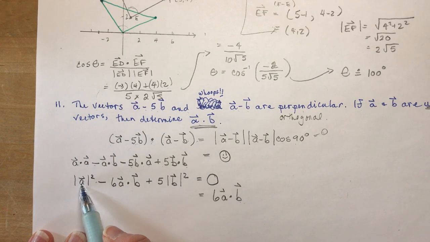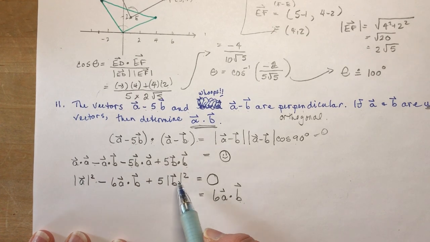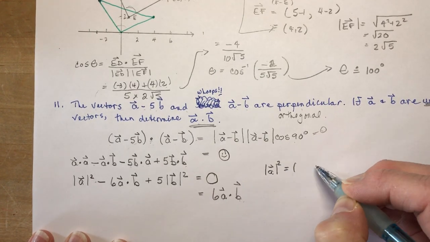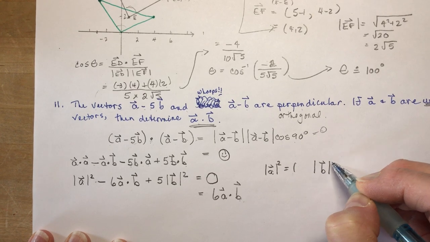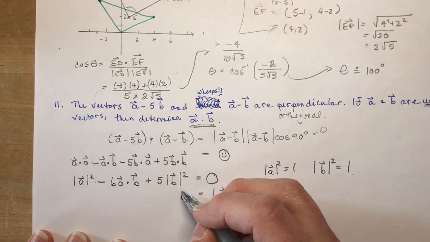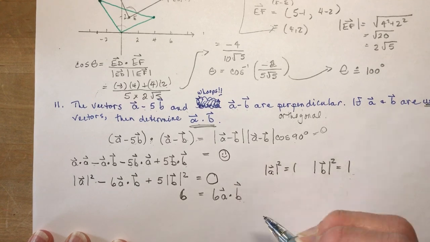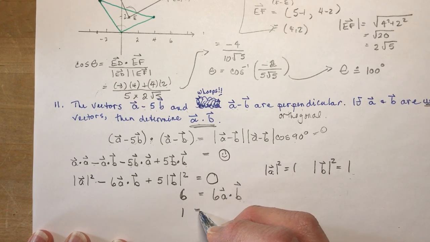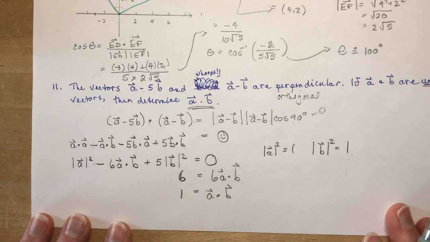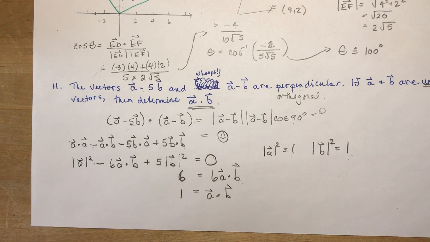And on this side, because vector a and vector b are unit vectors, the magnitude of this is going to be 1, and the magnitude of this is going to be 1. I'm just going to write that over here so you remember where I got that from. If these are equal to 1, I have 1 plus 5 is 6 on this side. Those aren't b's, those are 6's. And if I divide both by 6, I get vector a dot vector b is equal to 1. So the dot product of a and b is 1.